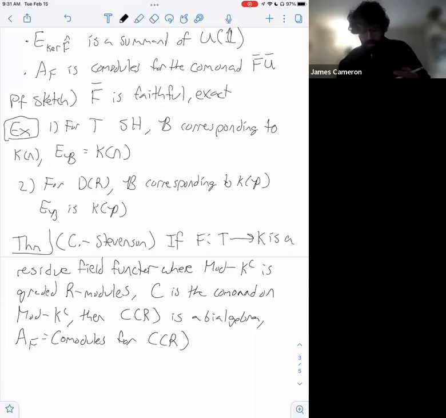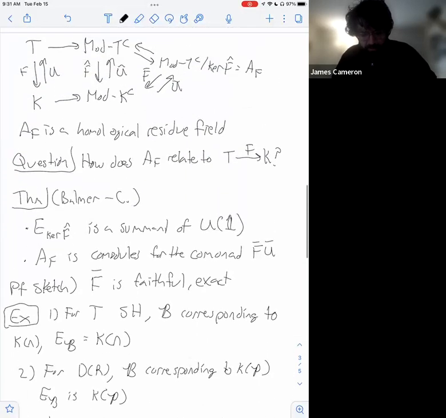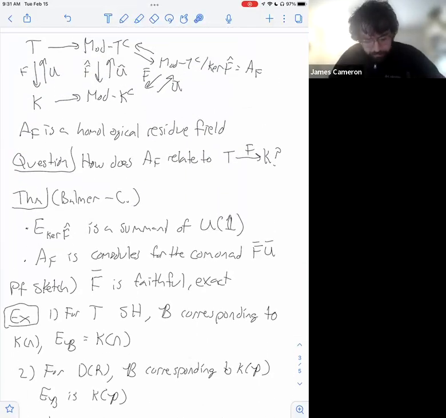So the point is that in many examples, just going back to this picture here, this K is a tensor triangulated category, but in some of the examples, such as in topology, it's also an abelian category. So it's like a semi-simple tensor triangulated category. It's that kind of silly case where it's also an abelian category.